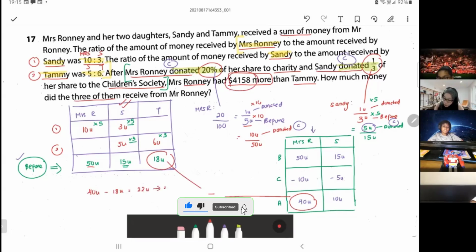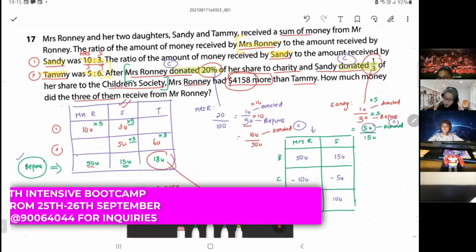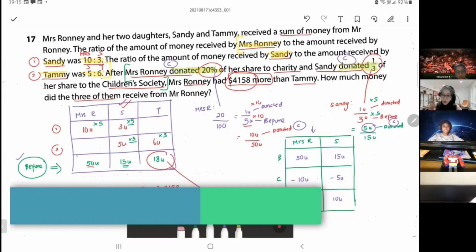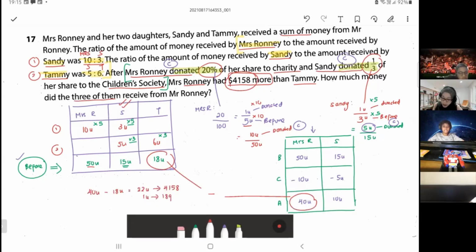$4,158 is 22 units. 1 unit is 189. You know how I get that, right? I divide 4,158 by 22. Now they ask how much money did the 3 of them receive from Mr. Rooney? 3 of them receive means I want to know the total that they receive. Look back at the before. Plus equals 83 units. This is what I want to find. 83 units means 189 times 83, you get $15,687. Answer.